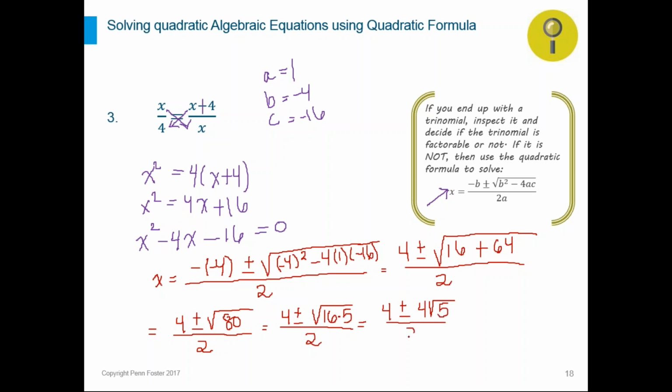square root sign, over 2. Equals, I can further simplify and I see that I can divide 4 over 2 and 4 over 2. So the 2 will go, and that would be 2 plus or minus 2 the square root of 5. So the answers would be, either x equals 2 plus 2 the square root of 5, or x equals 2 minus 2 the square root of 5. So these are the two solutions. If you want to try and plug each one in place of each x in the original equation, it should give you a balanced equation.